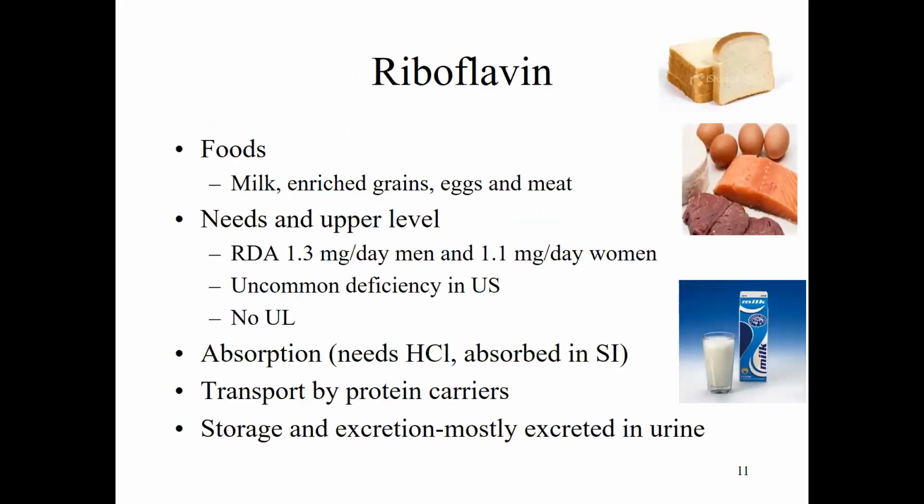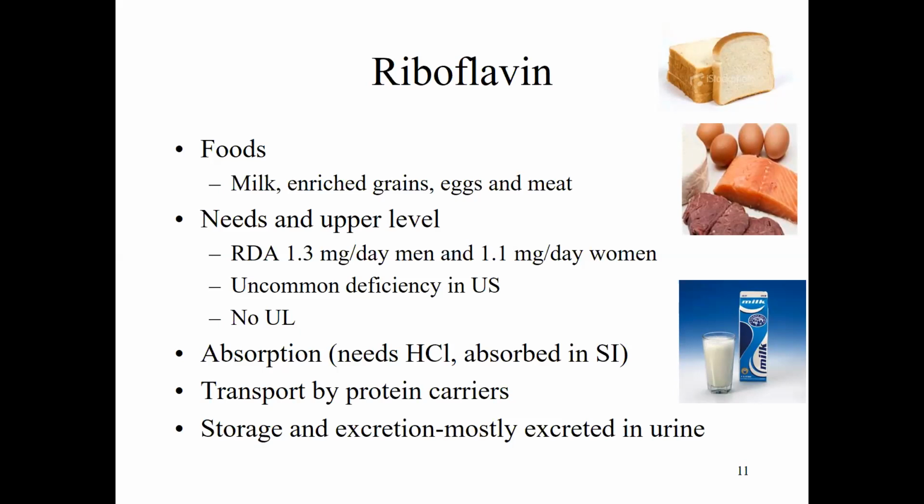So moving along, we're now up to vitamin B2, which is most commonly known as riboflavin. In terms of where we get riboflavin in our diet, milk has riboflavin in it. Just like thiamine, we add riboflavin to our enriched grains. It's also found naturally in eggs and most of our meats.